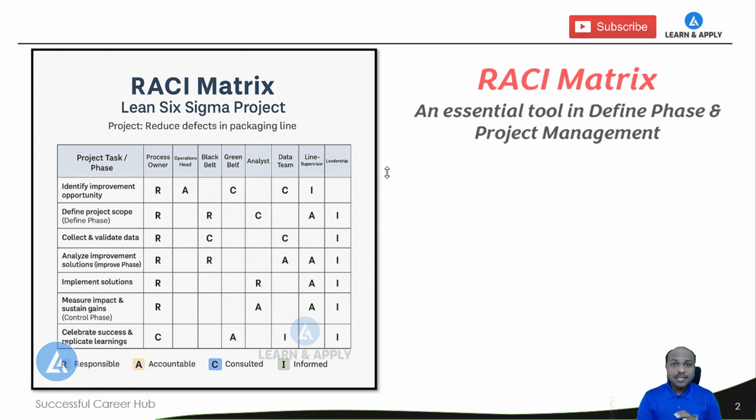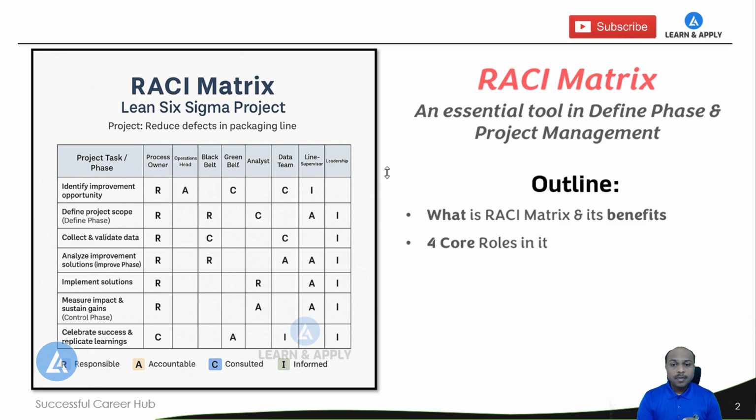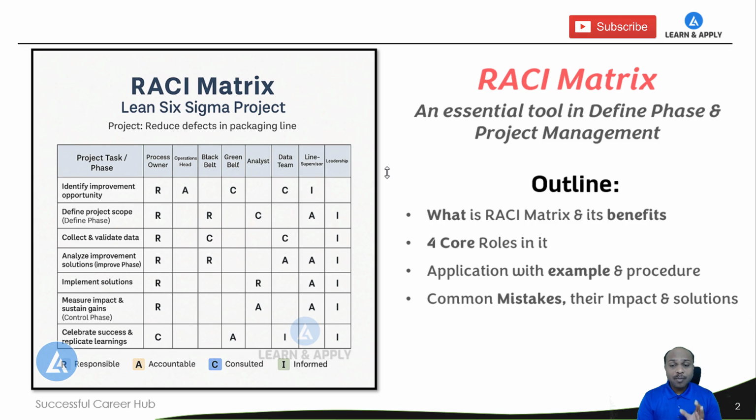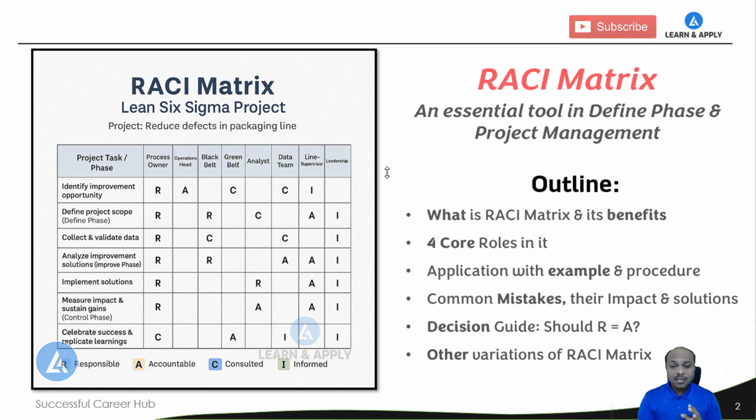To learn this RACI Matrix effectively and practically, we are going to follow this outline. First, we are going to understand what is RACI Matrix and what are its benefits. What are the 4 core roles in it? We will also see application of RACI Matrix with example and what is a detailed procedure to create it. What are the common mistakes made by professionals during creation of this RACI Matrix? What is their impact and what are the solutions to them? We will also discuss one of the important decision guides regarding should R be equal to A, that is, should responsibility be equal to accountability. And at the last, we will also discuss what are the other variations of this RACI Matrix.